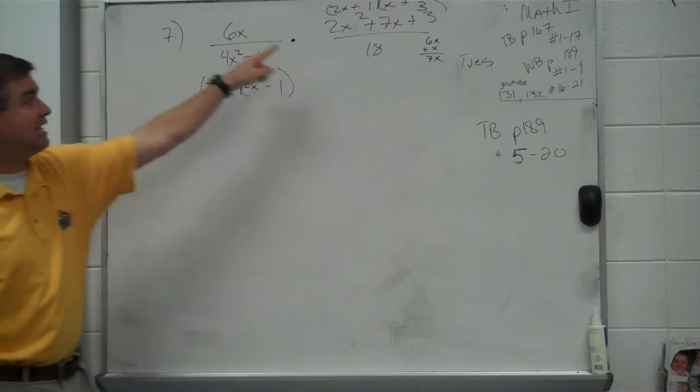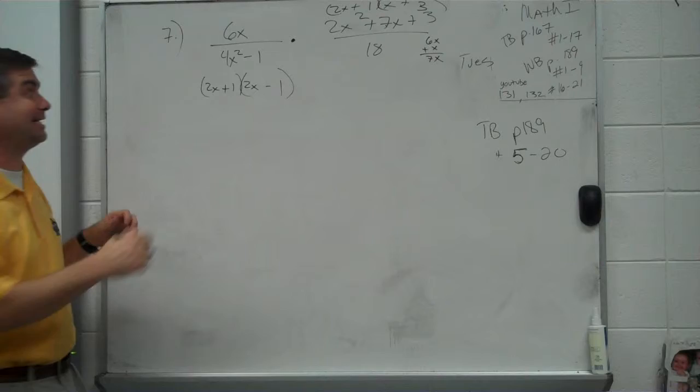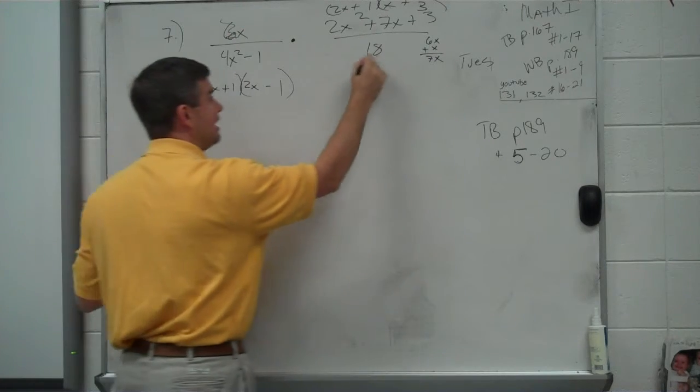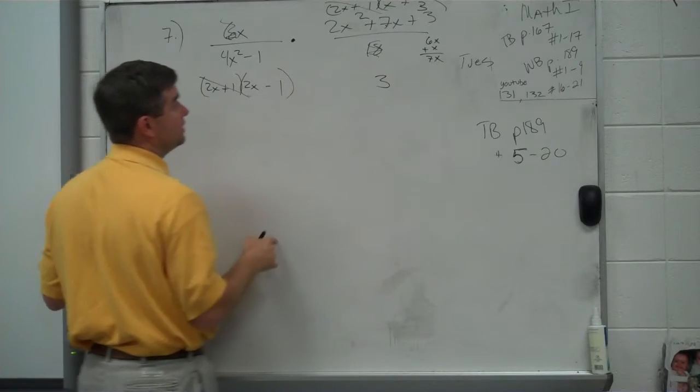Does anything happen with 6x and 18? Can I factor them? No. But when I start canceling, I can cancel. 6 cancels with 18 and I just get 3. 2x plus 1 and 2x plus 1 cancel.